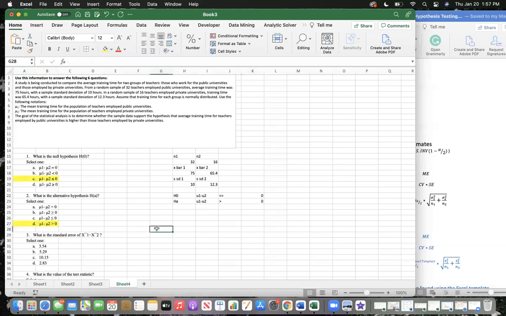All right. Now, since we're doing the p-value approach, if you recall, whenever we do the p-value approach, we're going to be comparing our p-value to alpha. But to get our p-value, we need our test statistic. Our test statistic is used in the calculation of the p-value. So let's start with trying to get our test statistic.